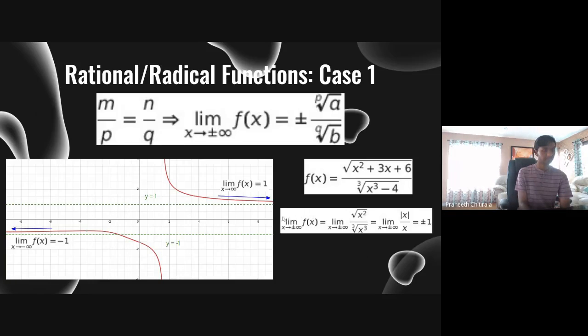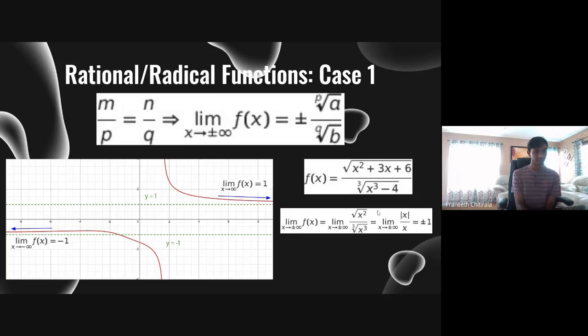So in this limit, you can set up the limit right here, and then you have the square root of x squared over the cube root of x cubed. Now the square root of x squared, since 2 is an even number, equals the absolute value of x, and the cube root of x cubed is just equal to x, because a cube root can be either negative or positive, but the square root can only be positive. So that's why the absolute value is there.